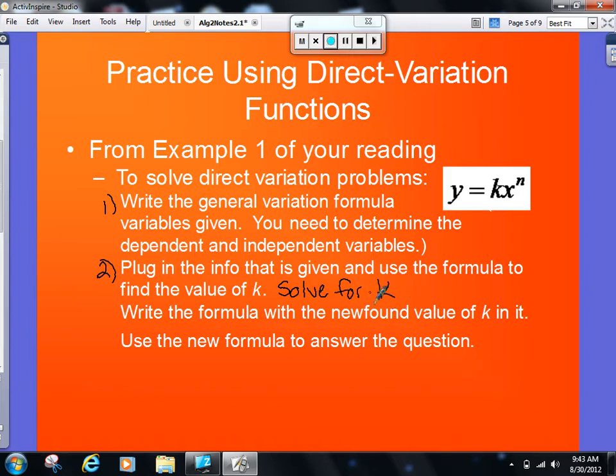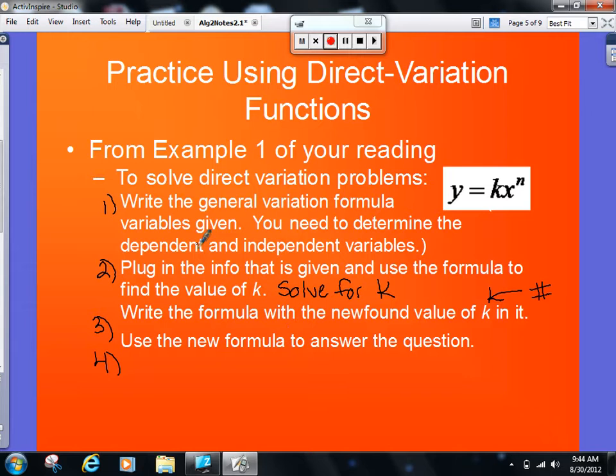After you figure out what that constant of variation is, how these numbers are related, because that's really what the constant is telling us, you can then write the formula with the newfound value of k in. So you'll plug it back into your formula 1 with an actual number for k, and then the fourth thing is use that new formula to answer the question that they ask you. I really, really like these a lot.